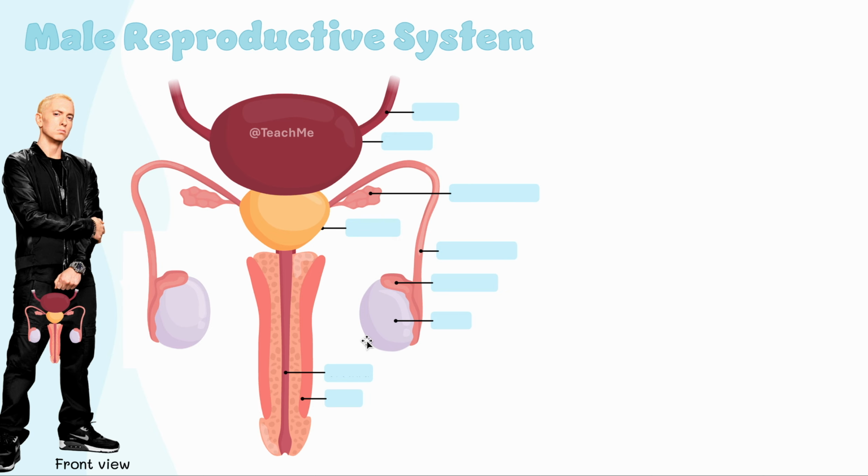Let's start over here with this one. This right here is the testes. This, my friend, is the site where sperm is going to be made. After it is made, it is going to go ahead to this area here, the epididymis, where it is going to be stored to mature, to learn how to swim. After that, it is going to enter this pipe right here called the vas deferens, and it will travel up the vas deferens all the way.